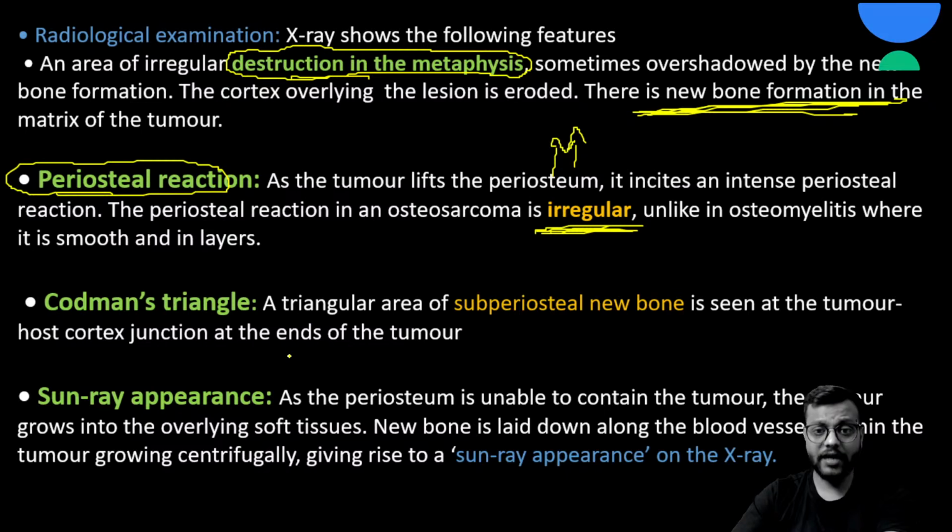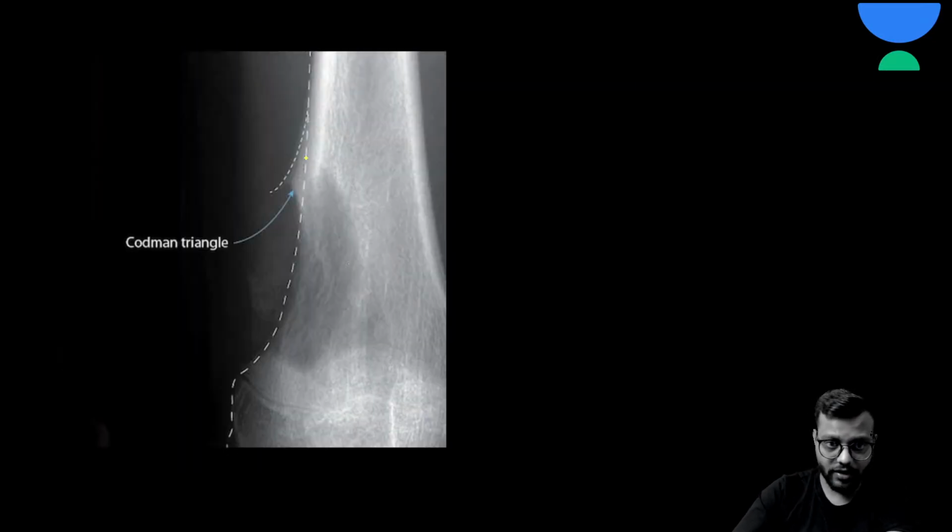Okay, and this periosteal new bone that forms can give you the Codman's triangle also. Okay, so this is a feature. It is also present in Ewing sarcoma and other conditions.